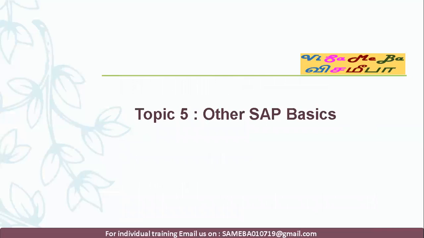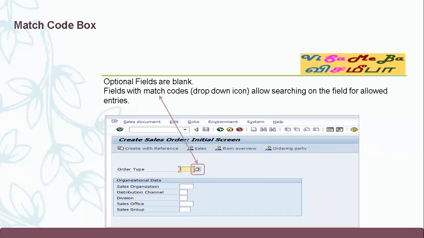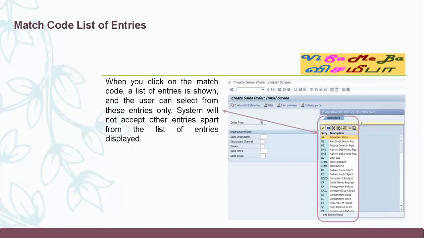Other SAP basics. Now, if you see a box with a tick mark, then that means it's a mandatory field. You have to compulsorily enter a value and you can't go to the next field without entering it. And if you see a box behind a box, it has a drop-down list from which you can select. You can select only a value from that list and you can't enter your own value.